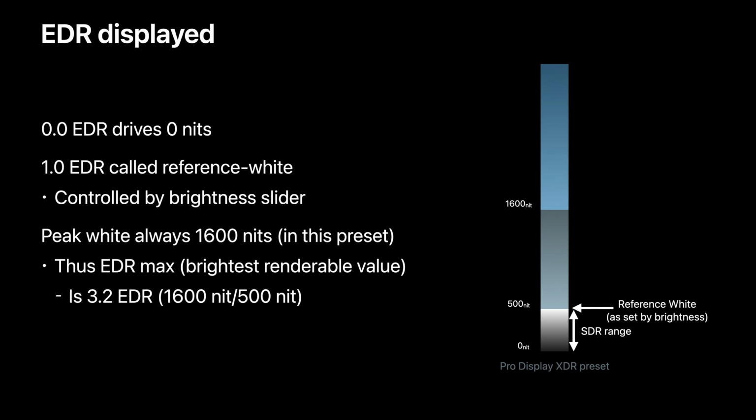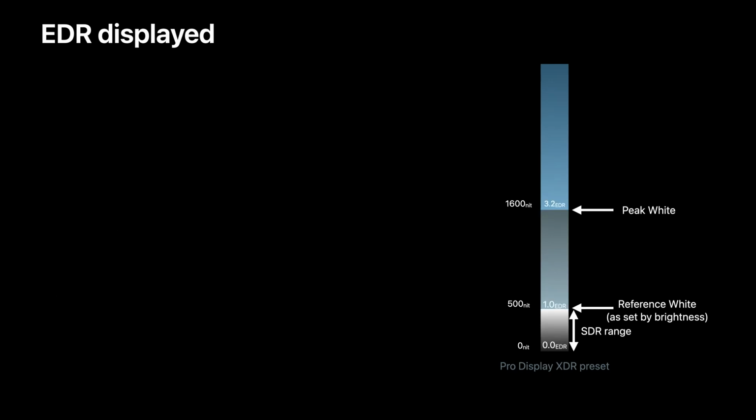Thus, EDR max, the brightest renderable EDR value, is 3.2, as can be calculated by dividing the 1600 nit peak white by the 500 nit reference white. Correspondingly, we say there is a 3.2 times SDR headroom, as the brightest value renderable to the display is 3.2 times brighter than the reference white.